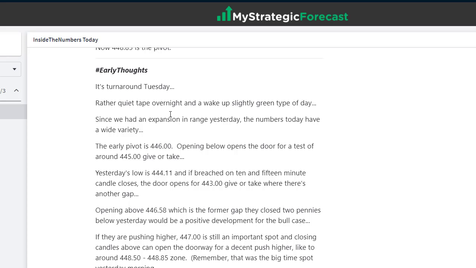It's Turnaround Tuesday, and it was a Turnaround Tuesday. They went up first thing in the morning, turned around, never looked back. Some numbers. The early pivot, 446, opening below, or in this case, I should say getting below, because that's always the case. In the pre-market notes, this is at 0 dark 30, I'll say opening below, and that includes if they open above later after the opening bell, and then they get below, the same rules apply. Then we have a test.